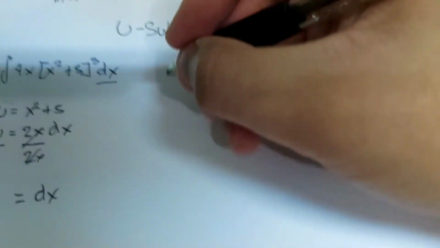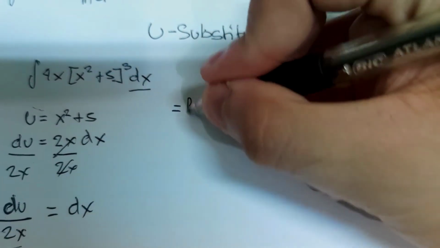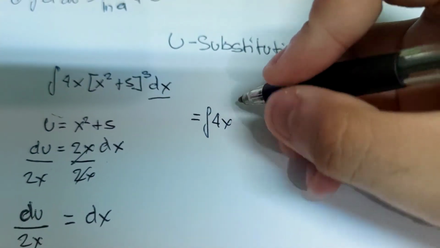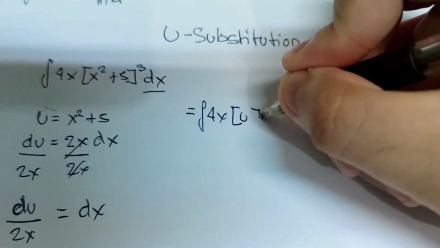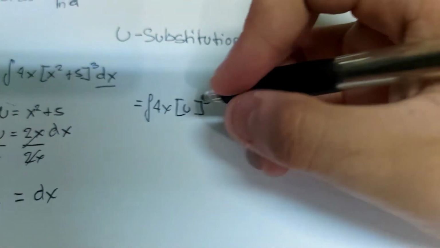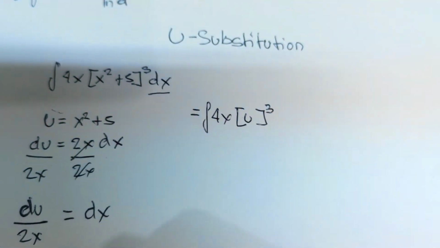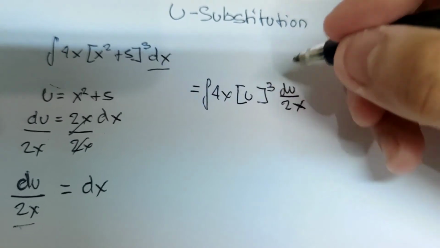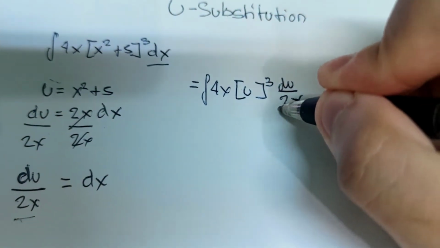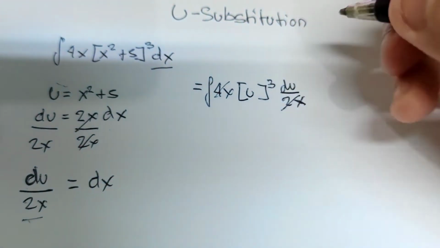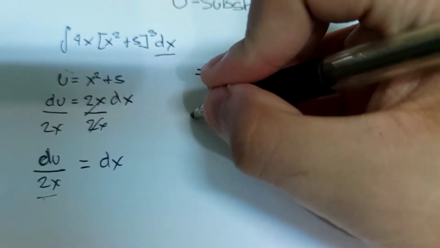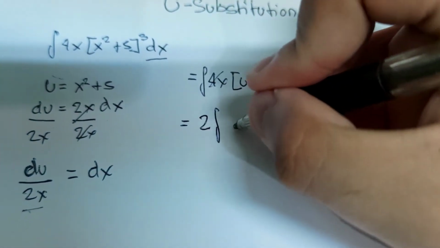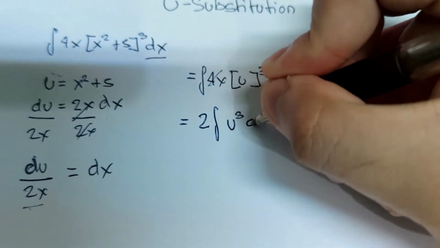So here we have the integral of 4x, and let's replace this by u, so u raised to 3, cubed, and let's replace this dx by du over 2x. So we can cancel this out, and 4 over 2 gives us 2, a constant, which comes out. Integral of u cubed du.